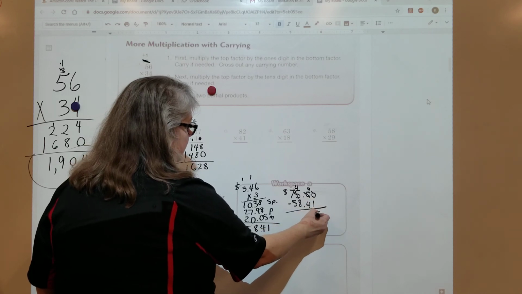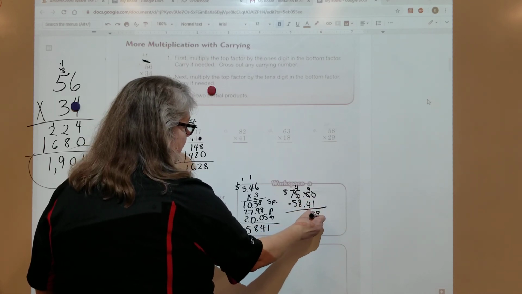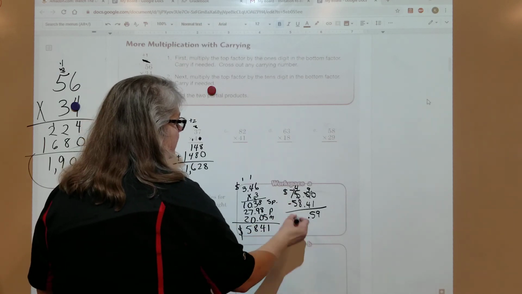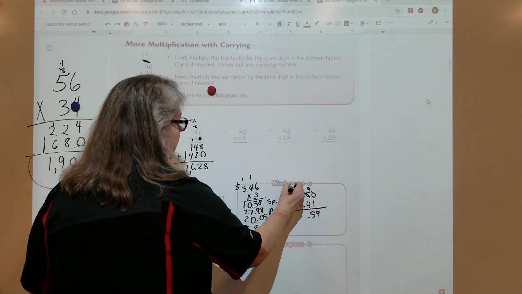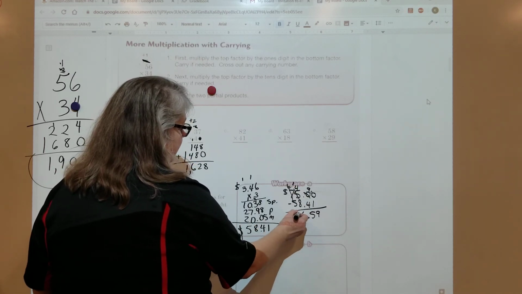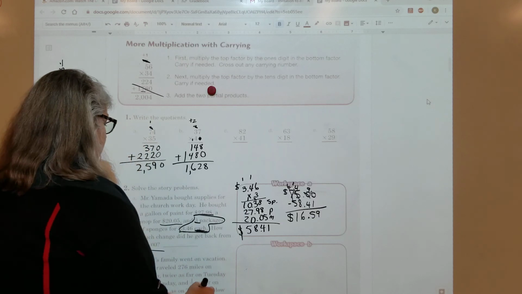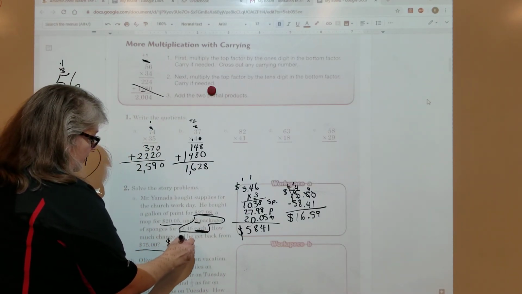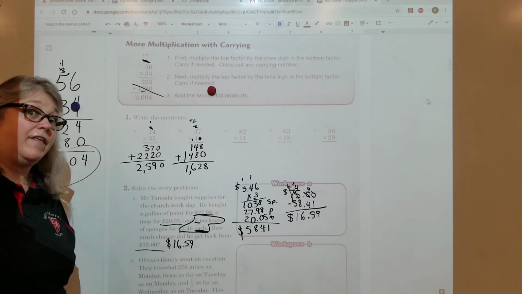10 minus 1 is 9. 9 minus 4 is 5. I'm just going to go ahead and put that decimal so I don't forget. 4 minus 8, you can't do that. So you're going to go borrow because 4 is less than 8. 14 minus 8 is 6, and 6 minus 5 is 1. And your total is $16.59. And I'm going to check the answer key and make sure they got it right.